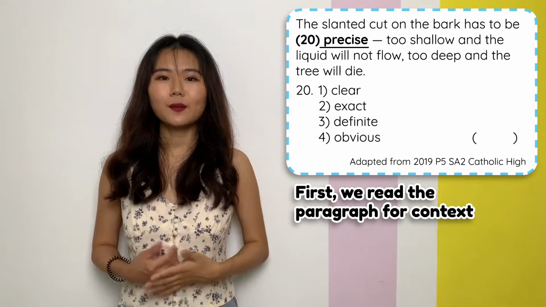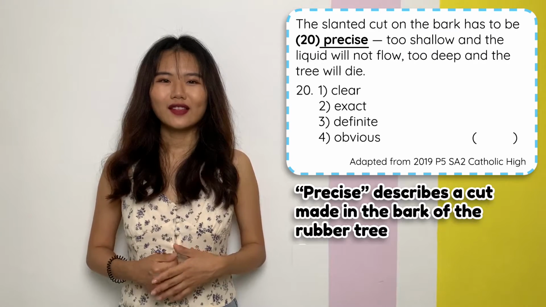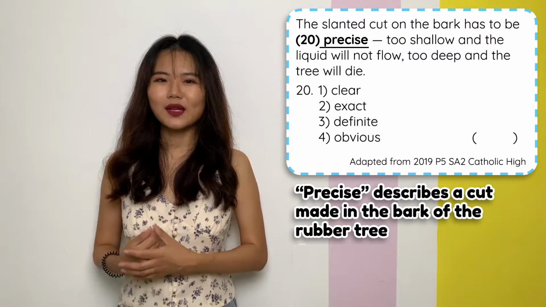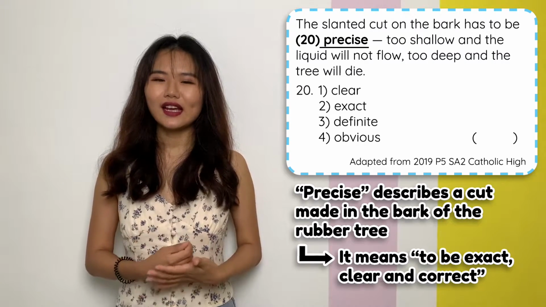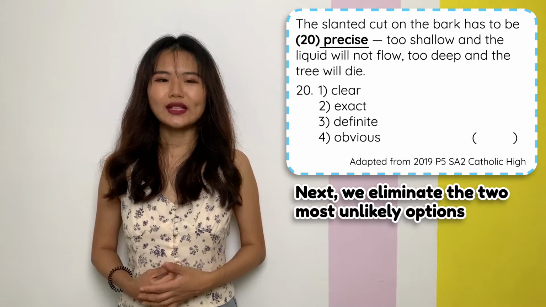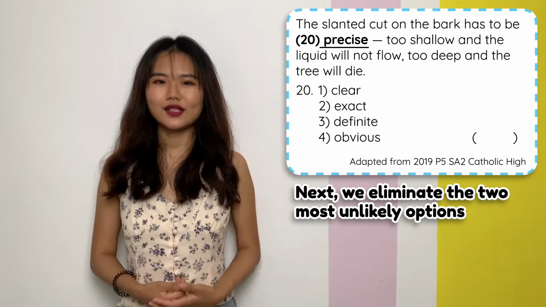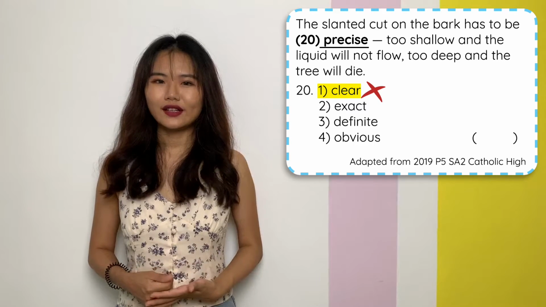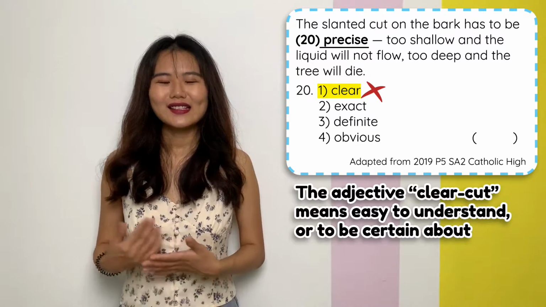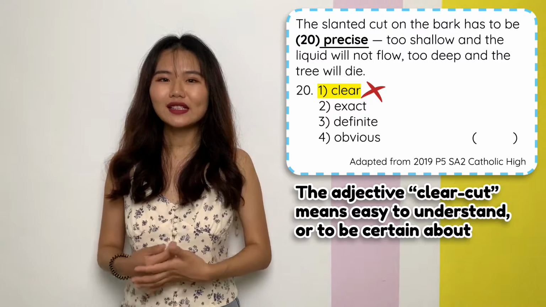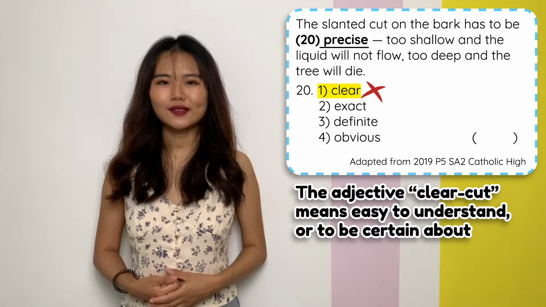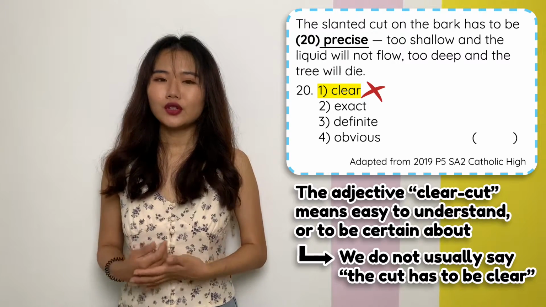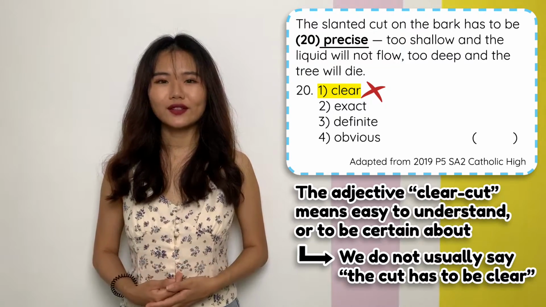Let's look at the following example. First, we read the paragraph for context. The word precise is describing a cut made in the bark of a rubber tree. It means to be exact, clear and correct. Next, we eliminate the two most unlikely options. Option 1, clear, is definitely wrong. Some students may think of the adjective clear-cut, which means easy to understand or to be certain about. However, we do not usually say the cut has to be clear.